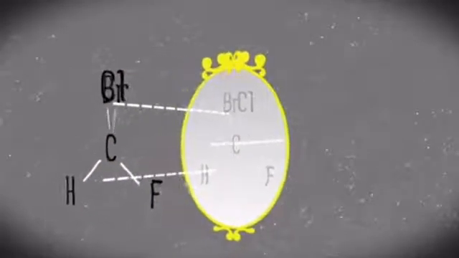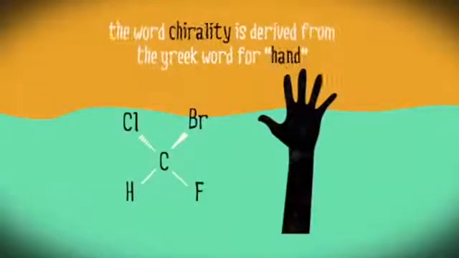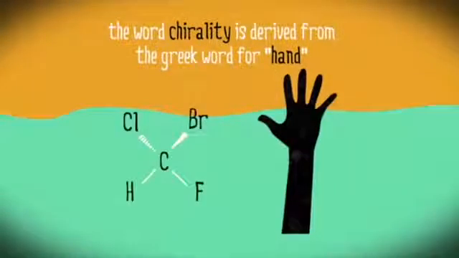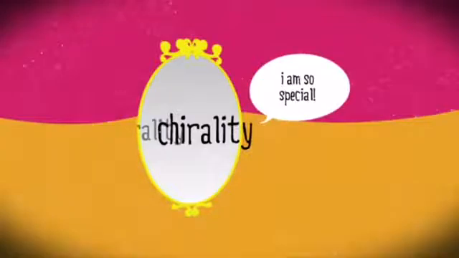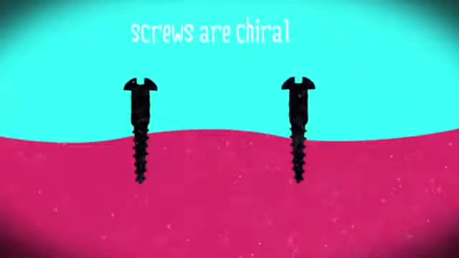Your hands and our molecules possess a spatial property in common called chirality, or handedness. Chirality means exactly what we've just described. A chiral object is not the same as its mirror image. Chiral objects are very special in both chemistry and everyday life. Screws, for example, are also chiral. That's why we need the terms right-handed and left-handed screws.